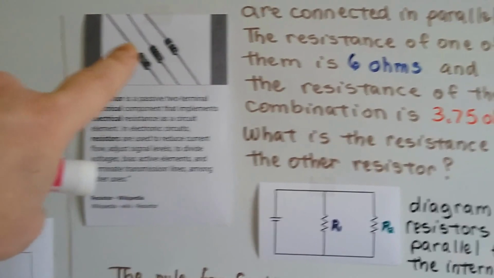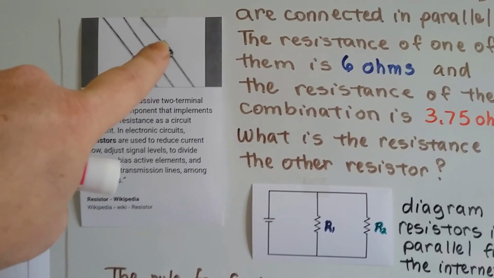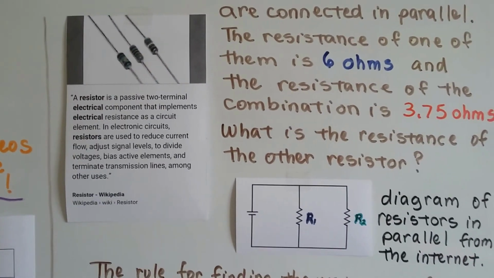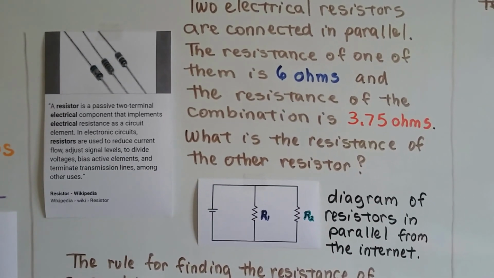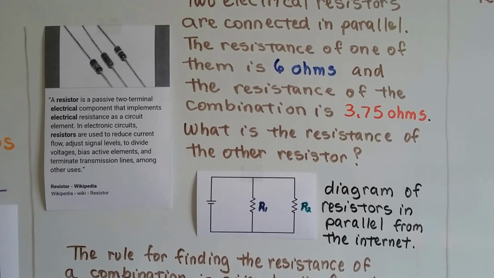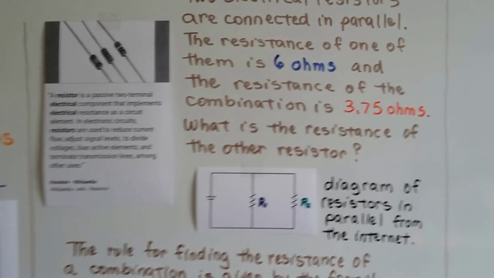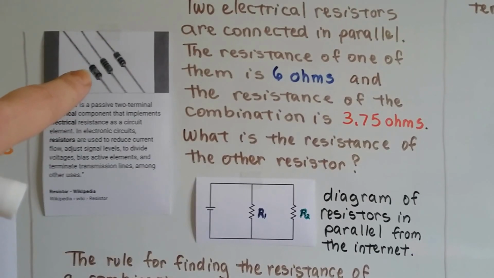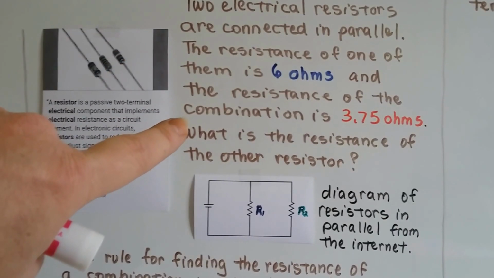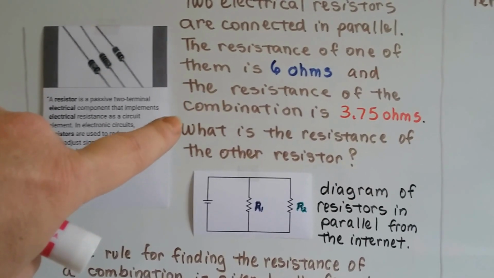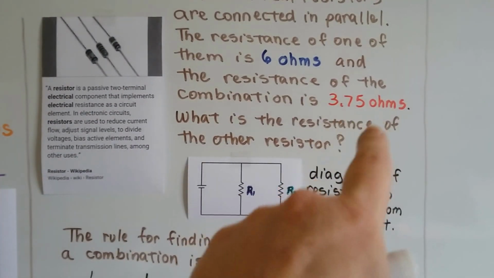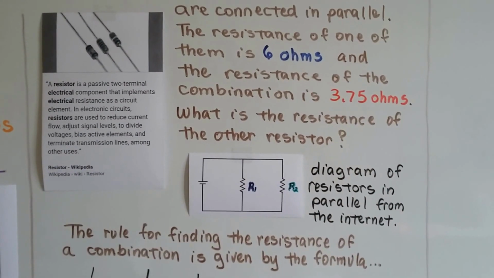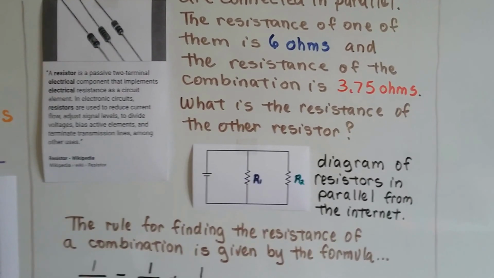All right, so that's what resistors are, and they're real pretty and colorful right here, and they've got ceramic on them, okay? So the resistance of one of them is 6 ohms, and the resistance of the combination of 2, because we have 2 of them, here's a picture of 3, but we only have 2. So one is 6 ohms, and the combination of the 2 of them is 3.75 ohms. So we want to know what the resistance of the other resistor is.